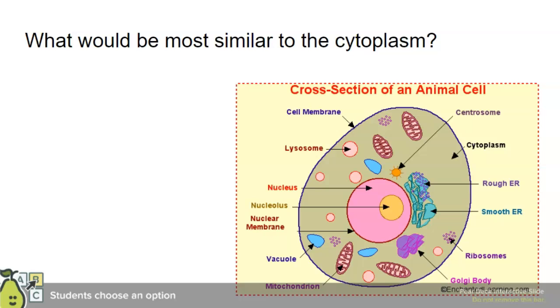So if we think about the cytoplasm, if we're making cookies, what's similar to the cytoplasm? Remember, cytoplasm fills all the empty spaces in the cell. Yeah, it would be the air, because air is filling up all the empty spaces in the kitchen.